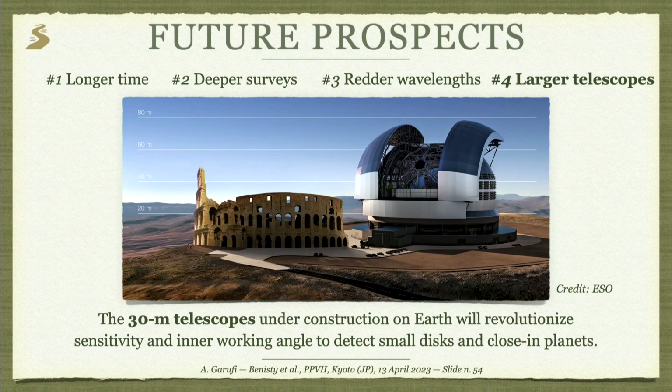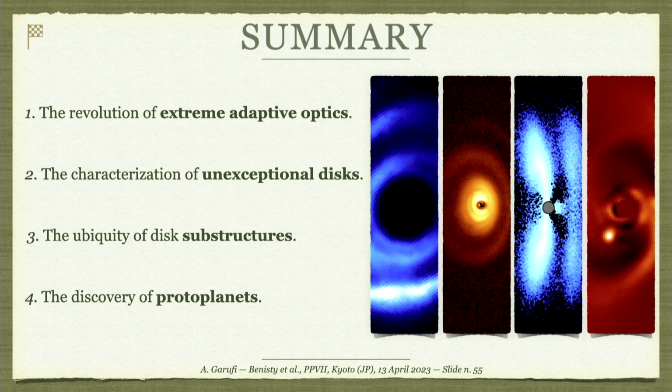And the fourth is pretty obvious: going to larger telescopes. We are all looking forward, as part of the near-infrared community, to the 30-meter telescopes under construction on Earth that will revolutionize our sensitivity and inner working angle. That will allow us to detect very small disks, so actually the bulk of the planet-forming disks that we have, and possibly even close-in planets like PDS 70, but on a much, much smaller scale, like 5 or 10 AU.